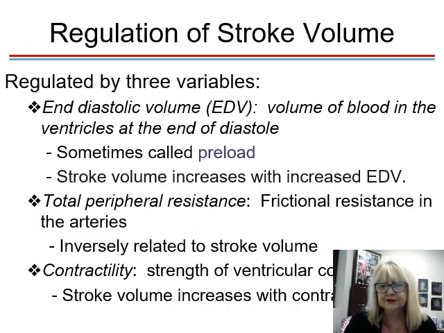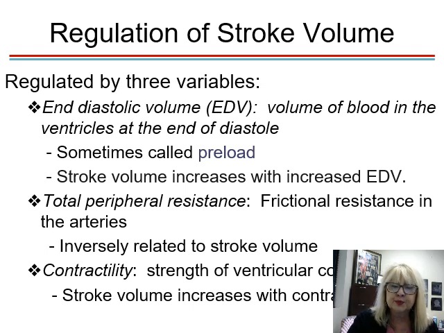So the regulation of stroke volume, it's regulated by three variables. You have the end diastolic volume, EDV, the volume of blood in the ventricles at the end of the diastole, and it's sometimes called a preload, and the stroke volume increases with the increased end diastolic volume.